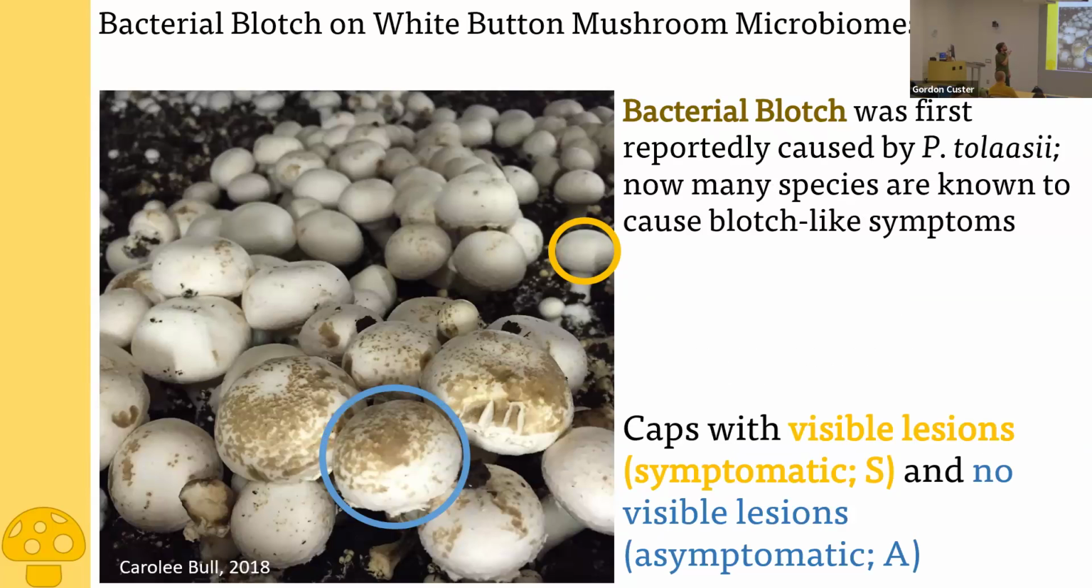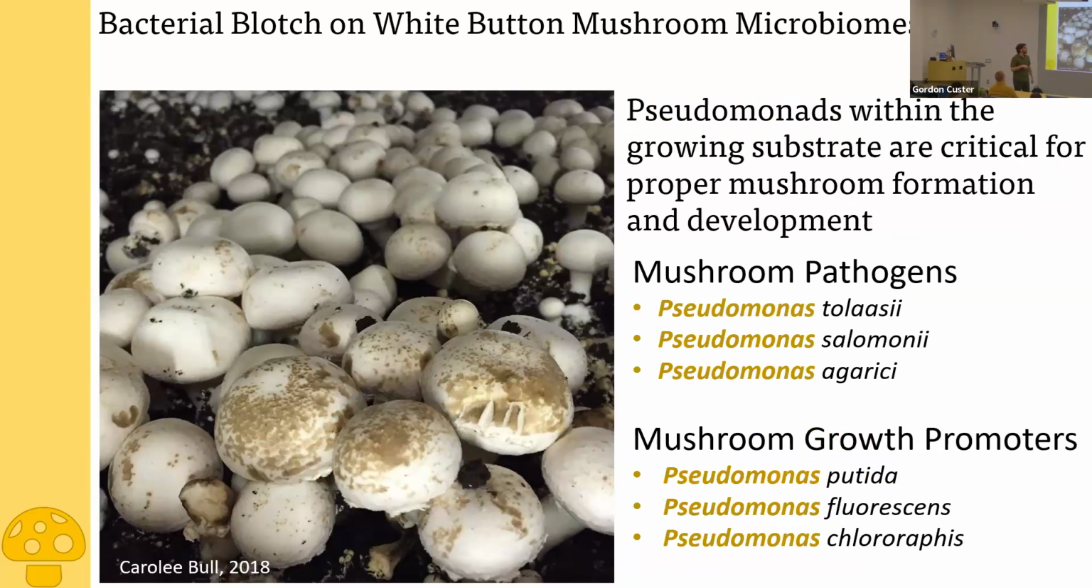So bacterial blotch is particularly interesting because not only is it ubiquitous in these growing houses, because the causal agent cannot be pasteurized out of this environment, but it was also first reportedly caused by Pseudomonas tolaasii. Since then, we know a lot of other Pseudomonas species cause bacterial blotch. But we also know that within these systems, Pseudomonas species are extraordinarily important for the formation and proper growth of mushrooms. And so within this system, we have a particularly interesting dilemma, right?